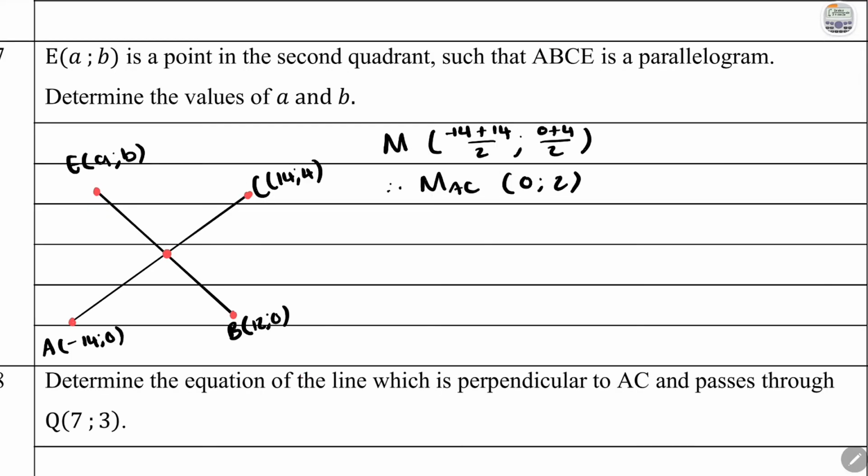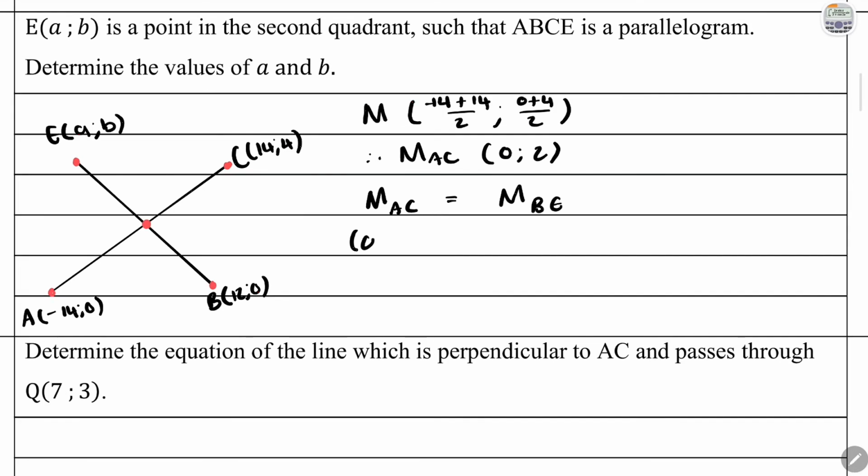And now because the shape is a parallelogram, we know that the midpoint of AC is exactly the same as the midpoint of BE. Okay, so we know that 0 and 2 is exactly the same as the midpoint of BE. So the x value is A, so we're saying A plus this x value of 12, x1 plus x2 over 2, and then B plus 0 over 2. So this means 0 and 2 are exactly the same as A plus 12 over 2, and B over 2.